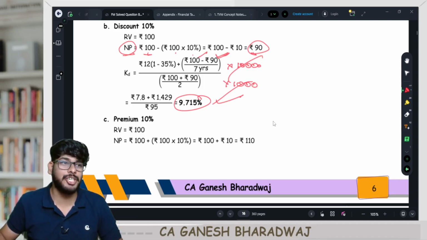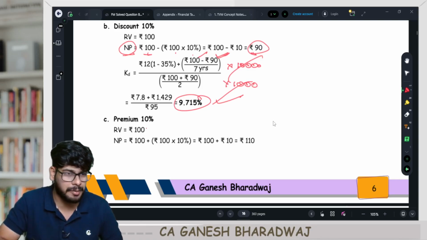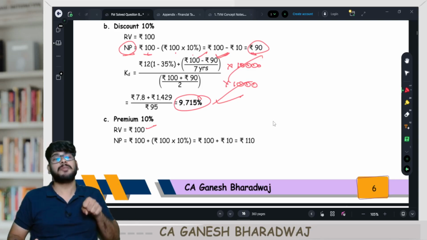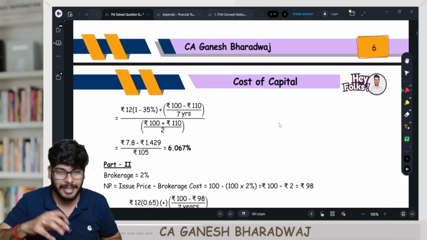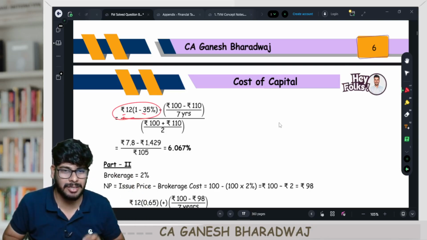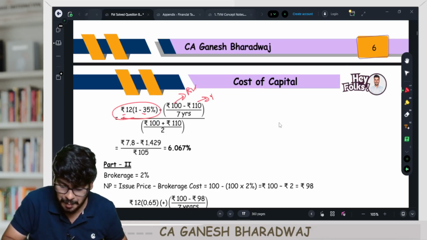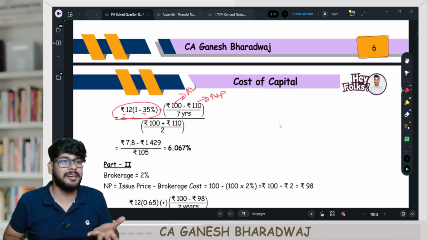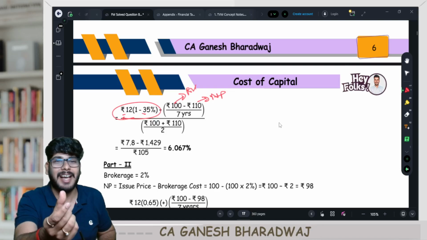Suppose the debentures are issued at a premium. Now what happens, guys? I am redeeming it at par only. When I redeem, I will redeem it at 100. When I received money from the public, how much did I get? 110 rupees. Now, if you look at this calculation, I into 1 minus t, this is my cost. Correct? Interest cost is there. Post tax. RV minus NP. That is, what happens? I am receiving 110, but I am repaying how much? Only 100. Here, actually I am gaining.